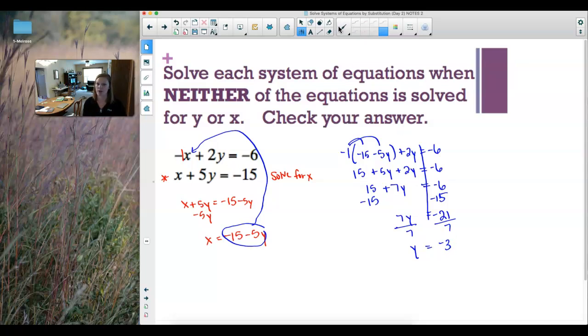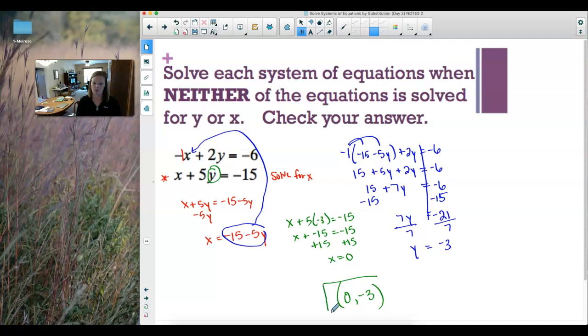Okay, this time we're going to go back to the second equation and we're going to substitute that value in for y. So we have x plus 5 times negative 3 should equal negative 15. x plus negative 15 equals negative 15. And then we're going to add 15 to both sides. So x equals 0. Okay, that tells me that my ordered pair, or the answers, are 0, negative 3. So that should work in both problems.